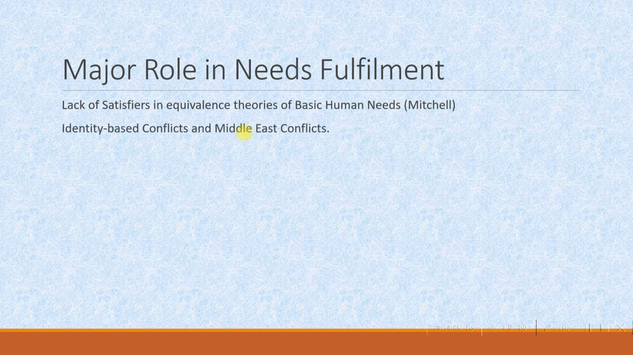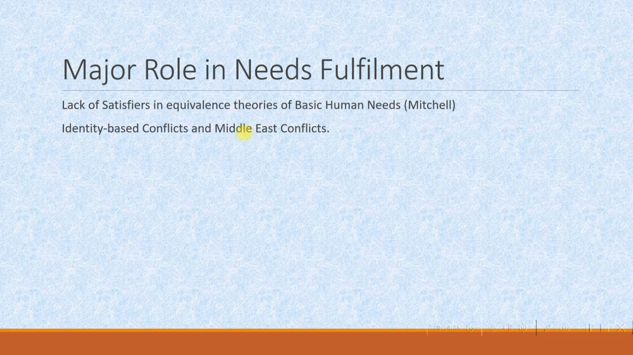Now we'll see what are the major roles in needs fulfillment, which is lack of satisfiers in equivalence theories of basic human needs, and identity-based conflicts and Middle East conflicts. And before we go into that, in the limitations of needs theory, John Burton's counter arguments were there actually. Transcending differences in class and gender are culturally driven. Separation between needs and satisfiers in terms of concepts like identity and security does not independently exist but exists out of satisfiers. If satisfiers are culturally bound, so are needs. So these are basically John Burton's counter arguments.